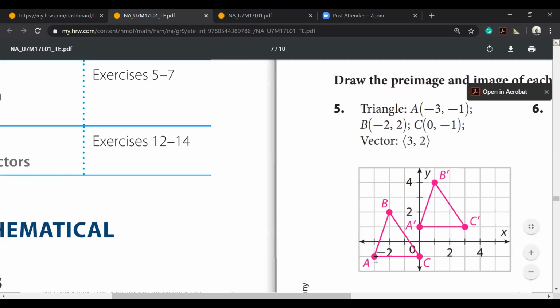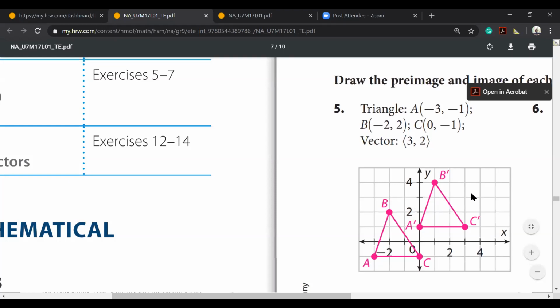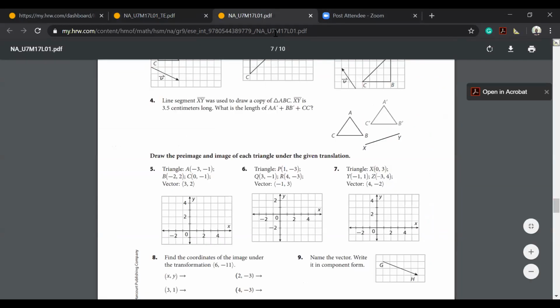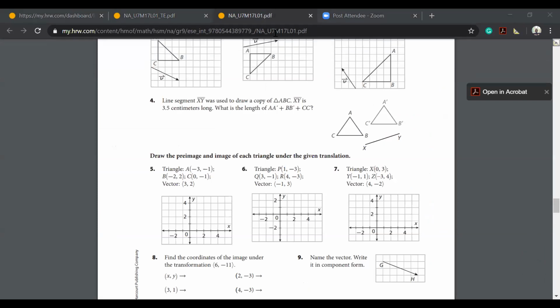Let's move it, starting with A. 1, 2, 3, 1, 2, A prime. 1, 2, 3, 3 squares, and then 1, 2, B prime. For C, 1, 2, and 3, and 2 up, C prime. And you are done. Pretty easy, right? Okay, let's go to question 9.